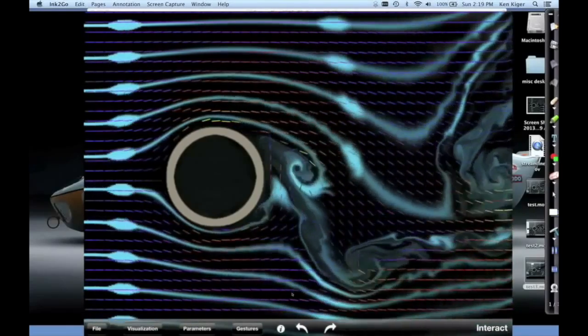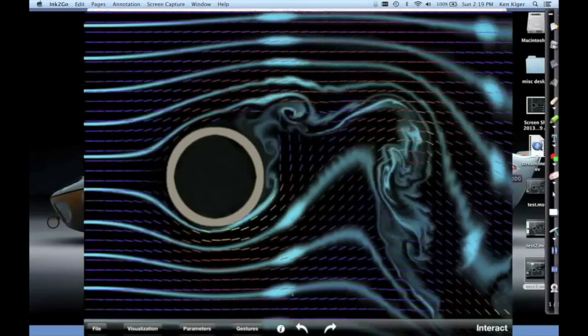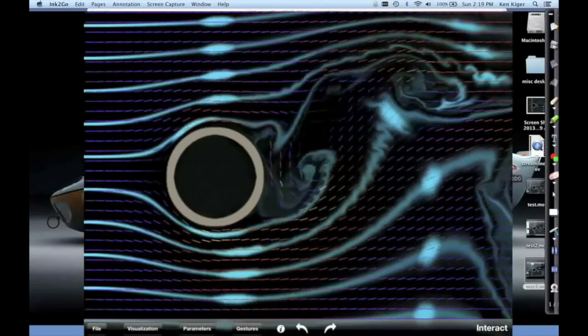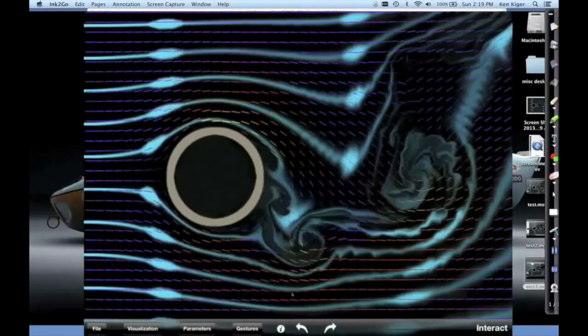Streamlines are actually the most important of these three lines that we're talking about, but some of the other quantities are easier to generate.